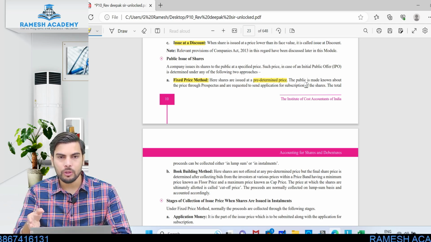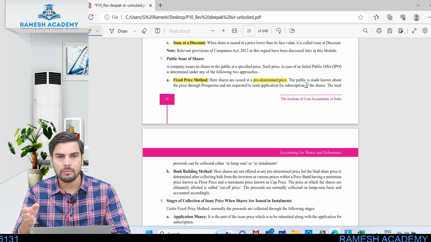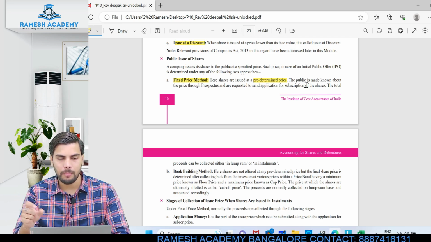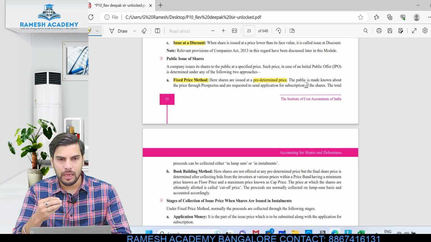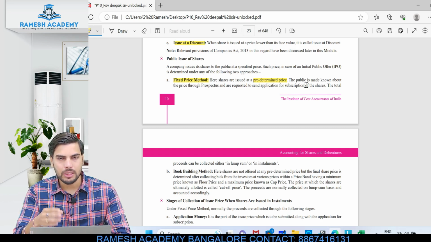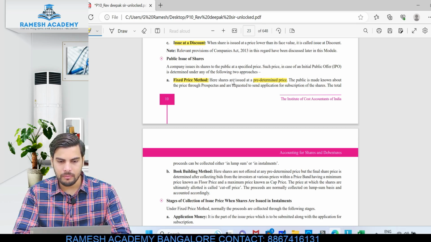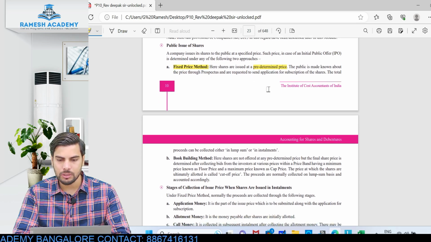So the price will be predetermined. It will not depend upon the market price. This particular share price will be predetermined, and it would be mentioned in the prospectus that our company shares will be issued at this particular amount, 120 rupees, 140 rupees. The amount will be particular and specific. So if any person is interested in purchasing the company shares, he can apply. Look at this: here the shares are issued at a predetermined price, and the public is made known about this price through the prospectus and requested to send the application for subscription of the shares.